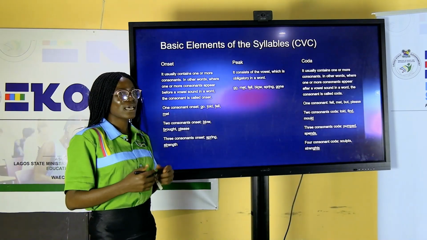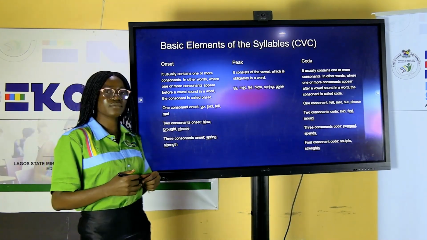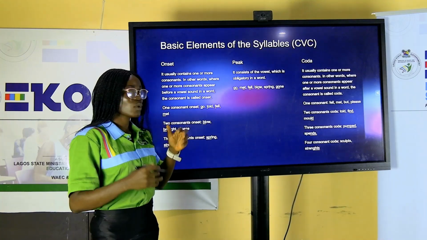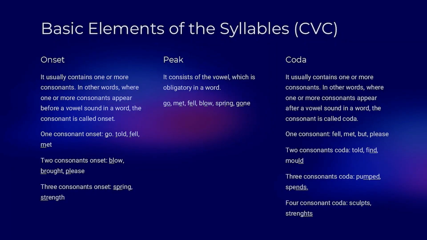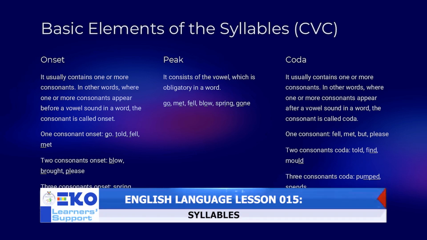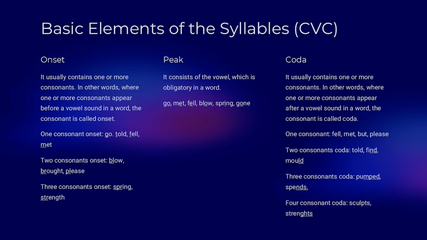Let's look at the basic elements of the syllable. We have the CVC, and what that implies is this. We can have C at the onset, we can have V at the middle, we can have C at the coda level. So for the C at the onset level, we can have one, two or three.